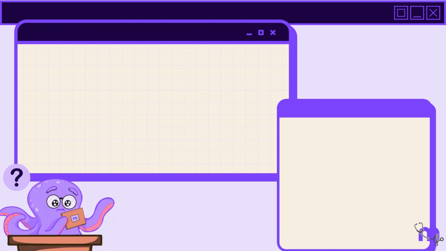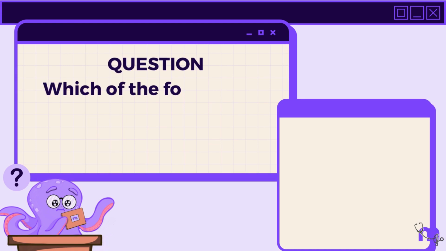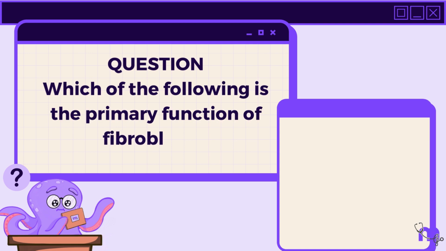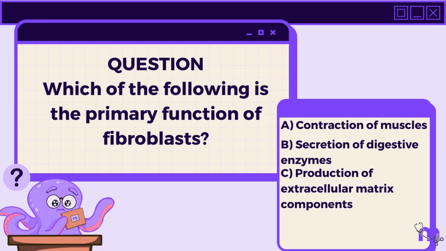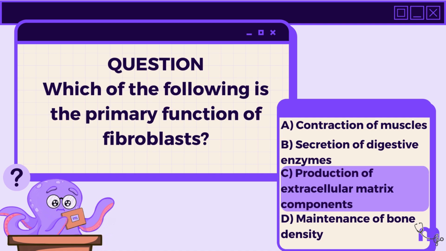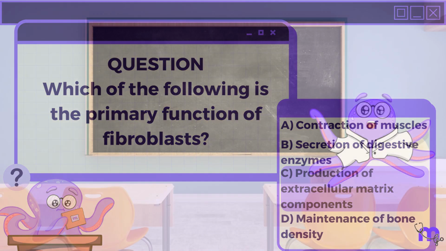Let us learn more from a quiz. Which of the following is the primary function of fibroblasts? A. Contraction of muscles. B. Secretion of digestive enzymes. C. Production of extracellular matrix components. D. Maintenance of bone density. Answer: C. Production of extracellular matrix components.